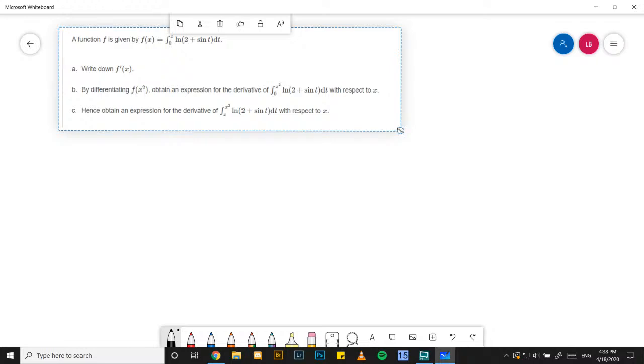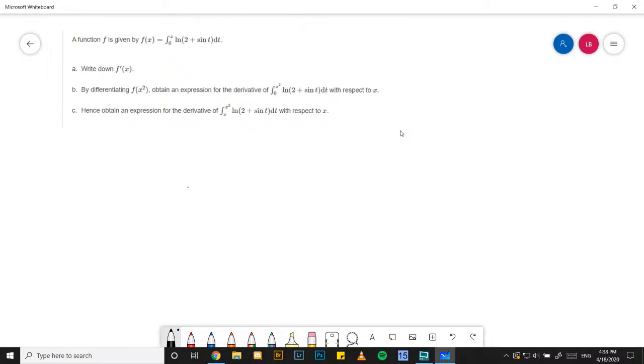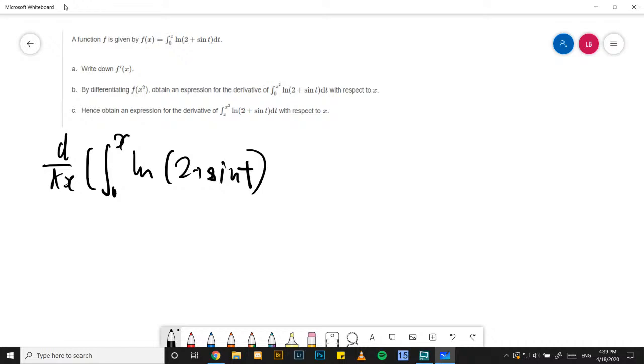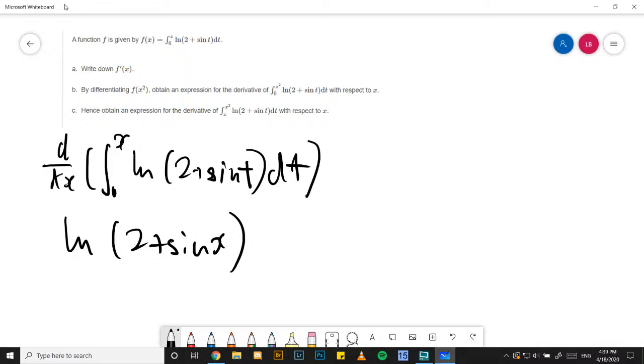So the first part of the question: write down the derivative of f of x. Note that this is what you're doing when you're taking the derivative of f of x. You're doing d/dx of the integral from 0 to x of ln(2 plus sine t) dt. Basically, the integral cancels with the derivative, and what you're left with is ln(2 plus sine x). It's very important that you don't leave it as ln(2 plus sine t), because it is ln(2 plus sine x).